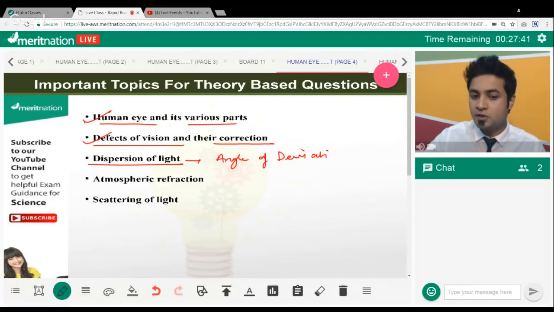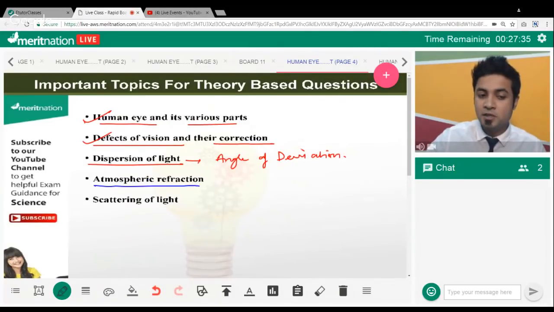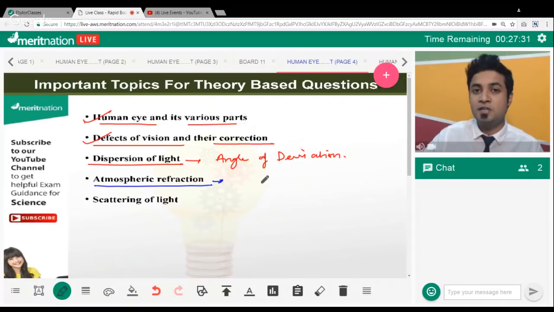Angle of deviation is important. And atmospheric refraction, like twinkling of the stars, or the 2 minutes of delay of sunrise and sunset, and scattering of the light, again the Tyndall effect. And why are danger signals made up of red? And why is the color of the sky blue? So these questions may come from these topics.